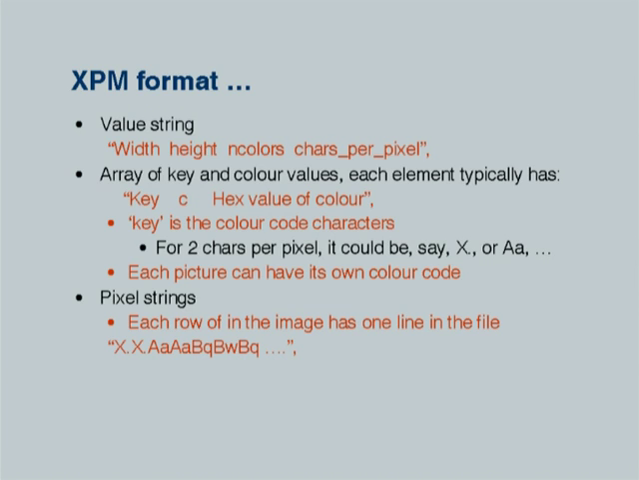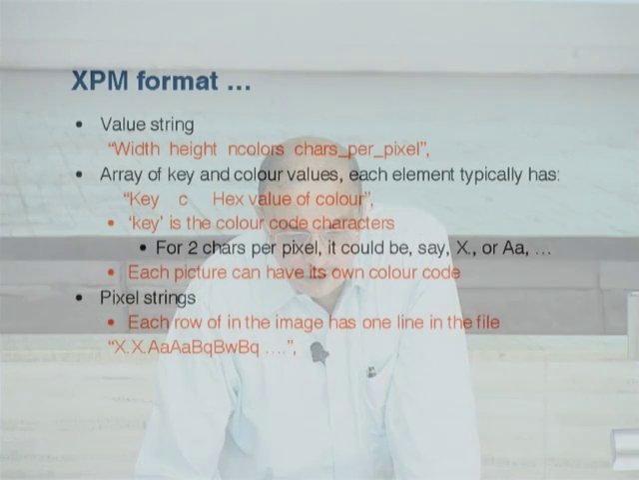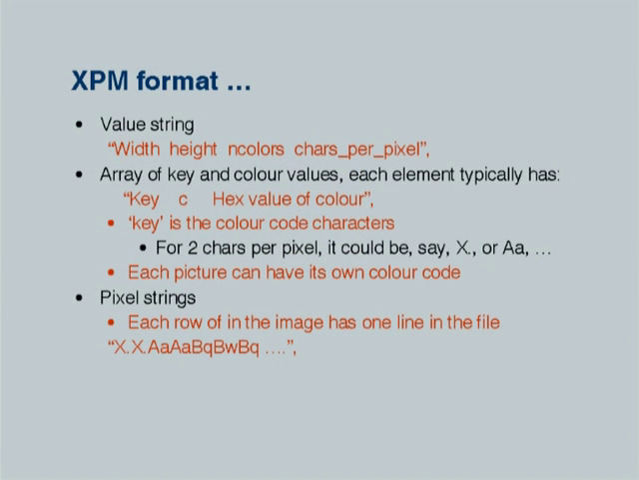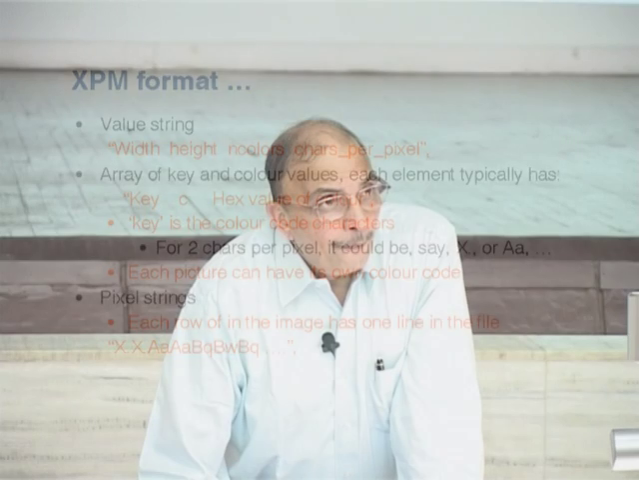Then there is an array of key and color values. Each element typically will be like this. A key, which could be a single character, two characters, three characters. This is the heart of the coding, by the way. This key is actually a printable or visible character, which can be edited. A, B, D, C, whatever. It could be one character, two characters, depending upon how many characters you have defined per pixel. And for each character, pair or triplet or single character, you will have a code C followed by the hexadecimal value of the color.